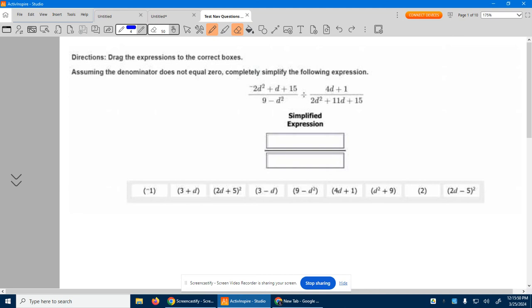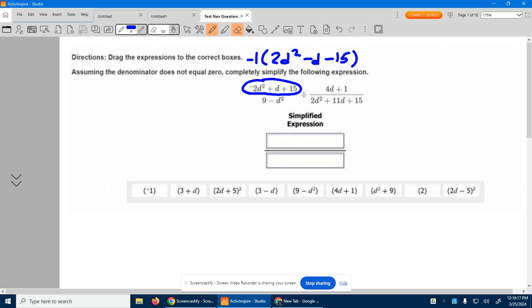All right, on this problem here, we need to simplify. We need to perform this division and then see what we get. So the first thing, we have this negative 2d squared. As soon as I see that, I'm going to factor out a negative 1. So we're going to factor out a negative 1, and that's going to leave me with 2d squared minus a d minus a 15. And that's what I'm going to factor.